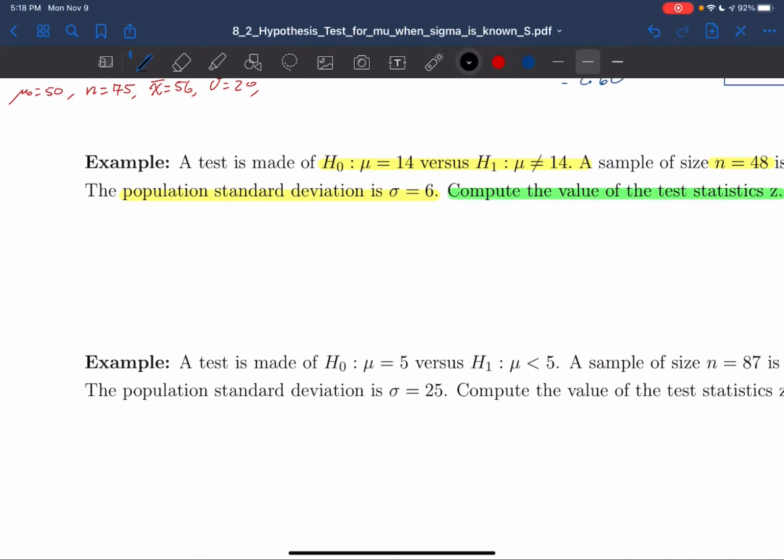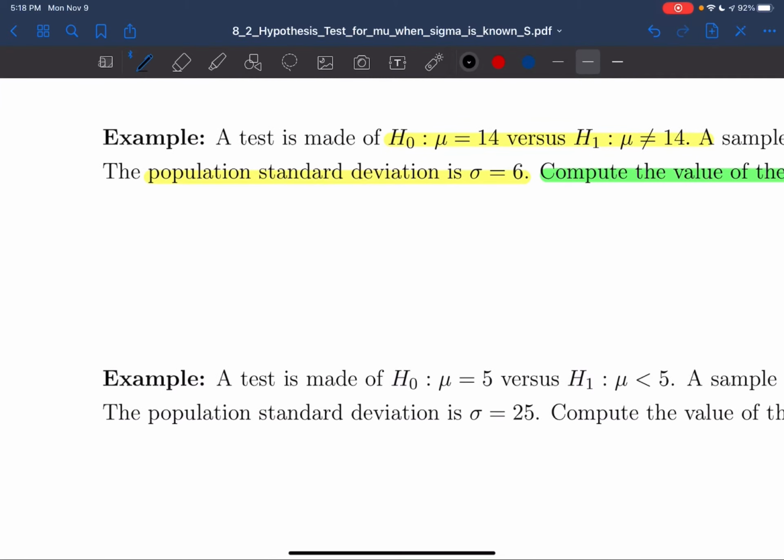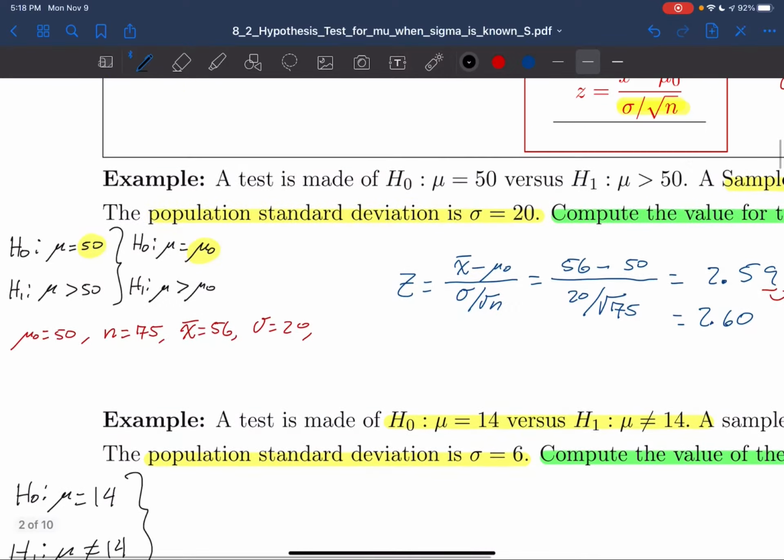So first, I'll write down our hypotheses. Our null hypothesis will be mu is equal to 14, and our alternative hypothesis, h1, is mu is not equal to 14. Oh, just a reminder.